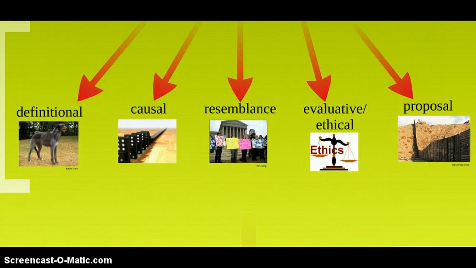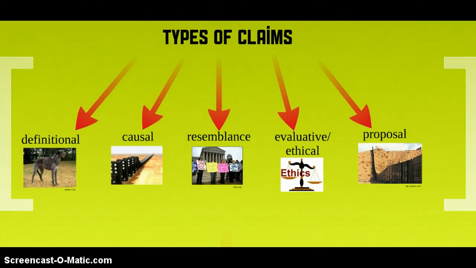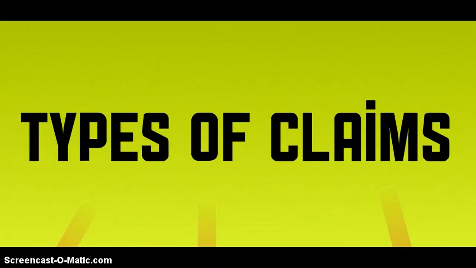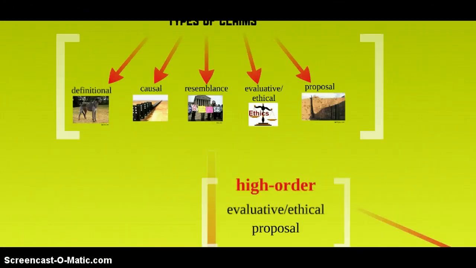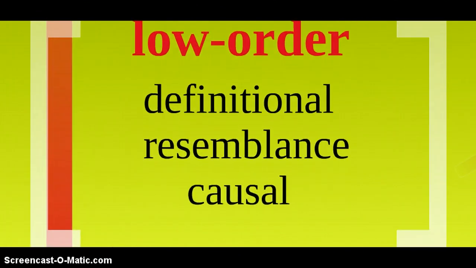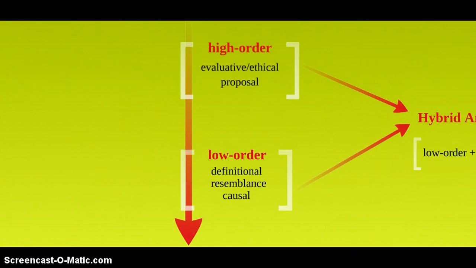All of these different claims work together in what are known as hybrid arguments. Therefore, it is very important that writers understand the relationships between different types of claims. We think of claims as being either lower order or higher order. As you can see, definitional, resemblance, and causal arguments are considered lower order, more basic types of claims, while evaluative and proposal arguments are higher order or complex types of claims.